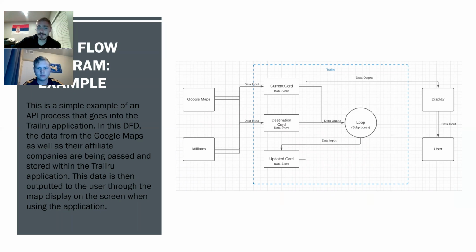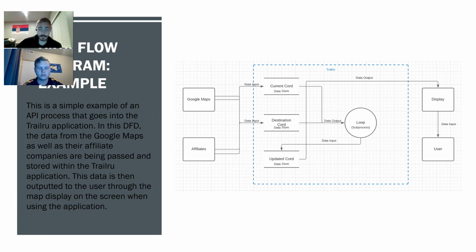This is just an example that I came up with really quick about a possible process that could be in the Trailroo application. Within the Trailroo application, there's API calls from Google Maps and Google Maps affiliates, which I don't know if that'll be done within a function or what, but I'm assuming so. But you have your Google Maps and your affiliates, which are passing data inputs that are getting stored in those current coordinates and the destination coordinates.